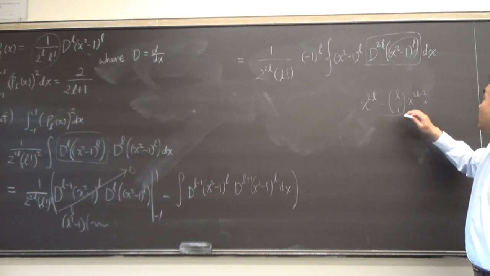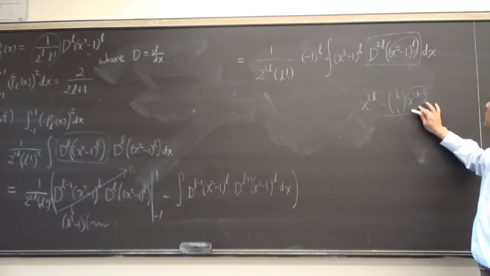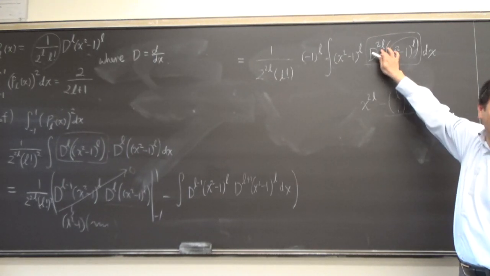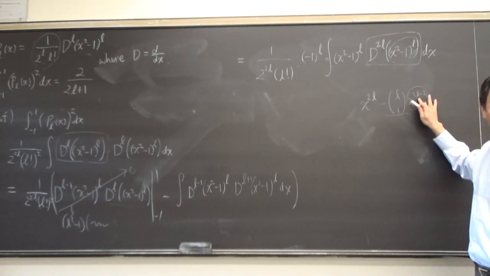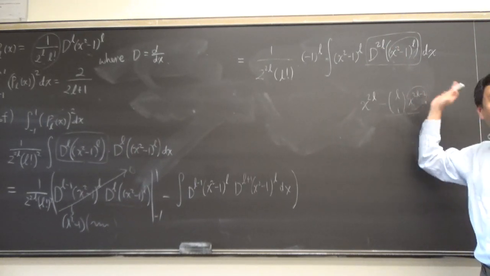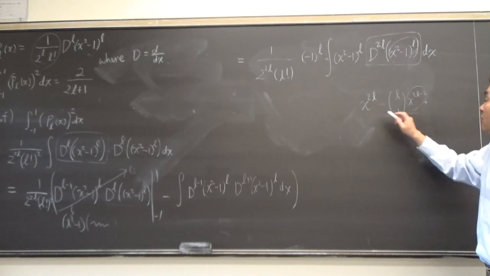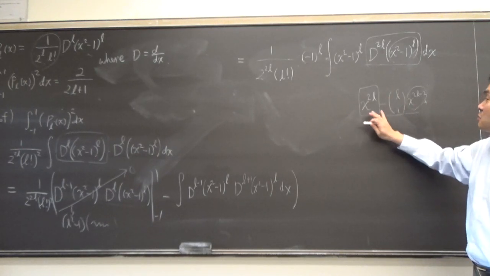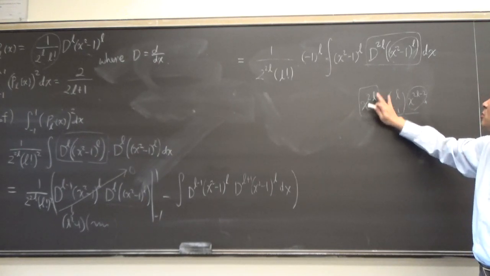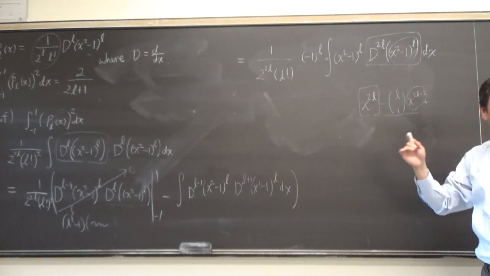So if you're differentiating a polynomial by the number of derivatives being more than the order of that polynomial, what do you get? So you get 0. They go away. Right? So the only survivor would be this one. But what do you get if you differentiate x to the 2l, 2l times? It becomes 1, isn't it?